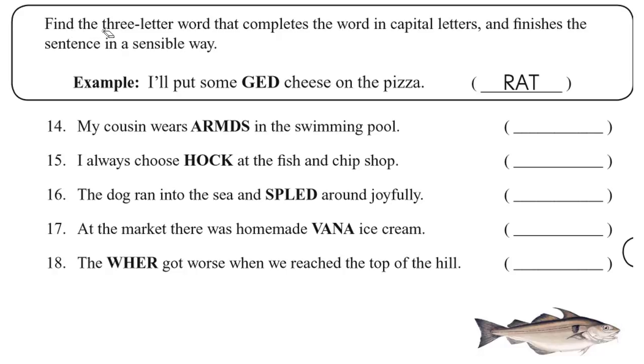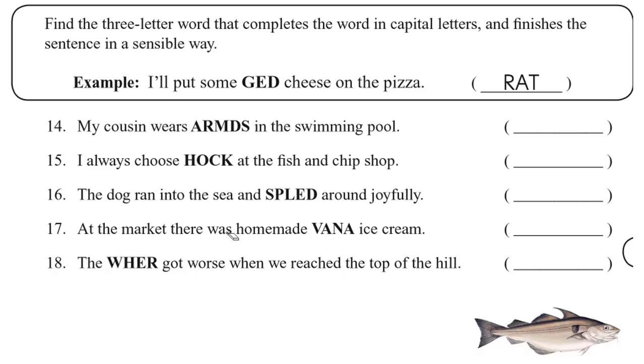It says, find the 3-letter word that completes the word in capital letters and finishes the sentence in a sensible way. In other words, this word here, GED, they've chopped off the word rat from it. If we return the word rat to it, somewhere in there, it will make a word that makes this sentence perfect. So what I want to do is just do question 14 for you, and then you can try question 15.